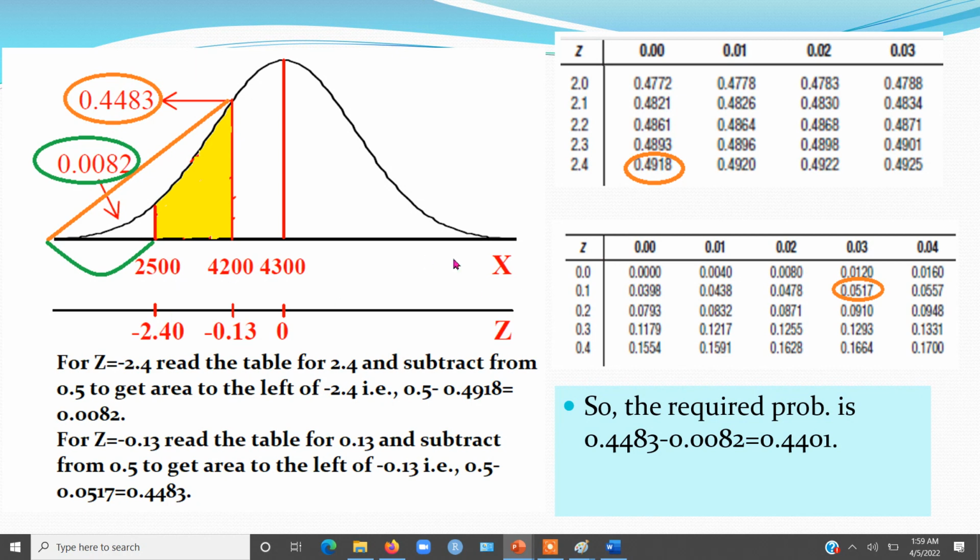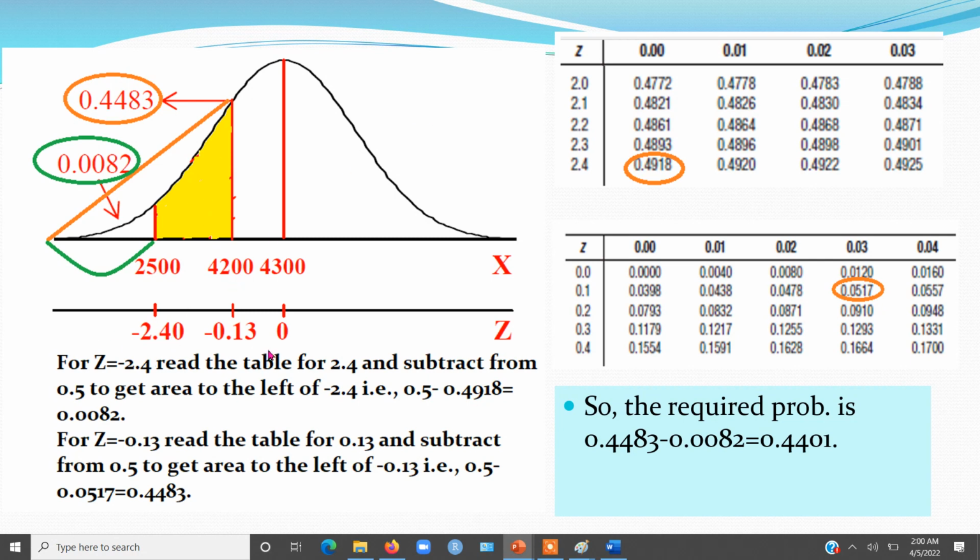Okay, so I've shown here in the graph, you can see I have plotted the actual values along with their corresponding z values. We computed the z value for 2,500 equal to minus 2.4, whereas the z value for 4,200 is minus 0.13, and we know that the z value in the center, that is against the mean, is always equal to 0. Okay, so the required area I have shaded here in yellow.